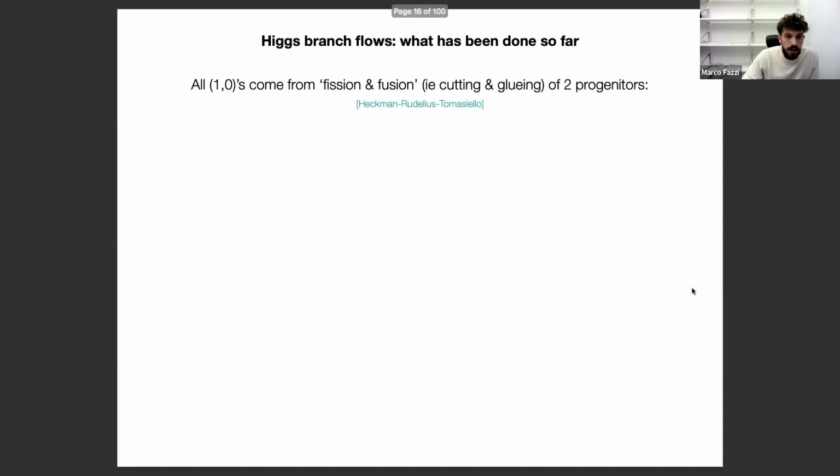Okay, so what has been done so far for this second type of RG flows? So Higgs branch flows, basically Higgsing of some symmetry. To state what's been done, let me take one step back and remind you that all (1,0) theories come from two operations that have been dubbed in the literature, in particular in this paper, fission and fusion, operations on just two progenitor theories. So you can understand that any (1,0) CFT can be obtained as a product of either of these two operations. In some sense, it's enough to focus on the two progenitors that give rise upon cutting or gluing to any other (1,0) theory.